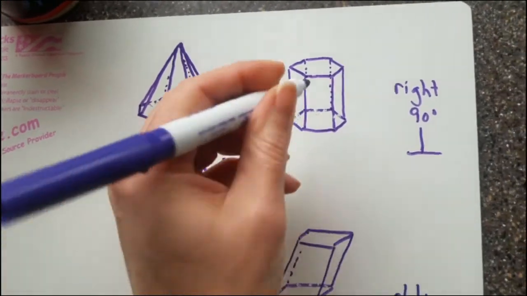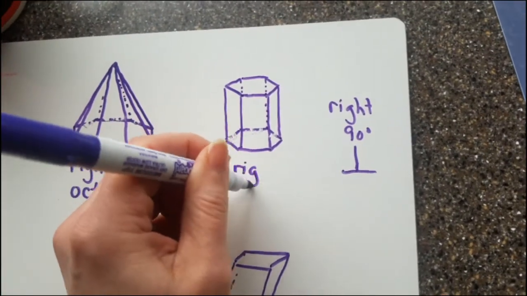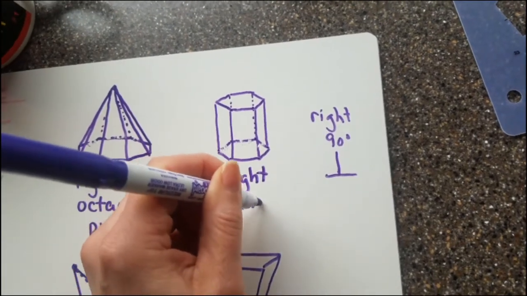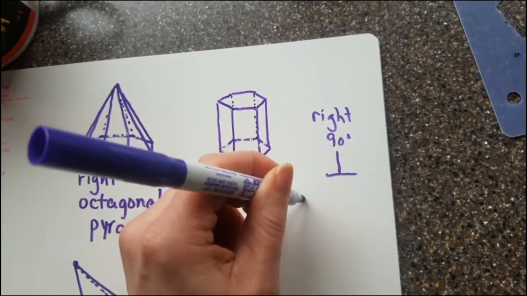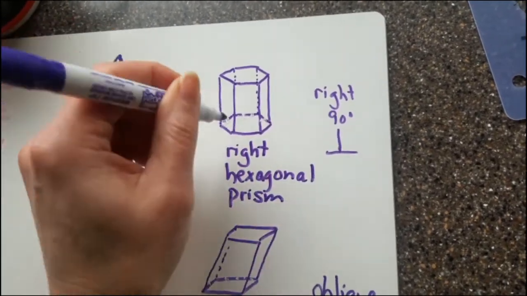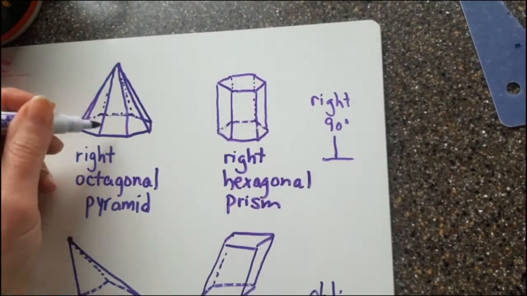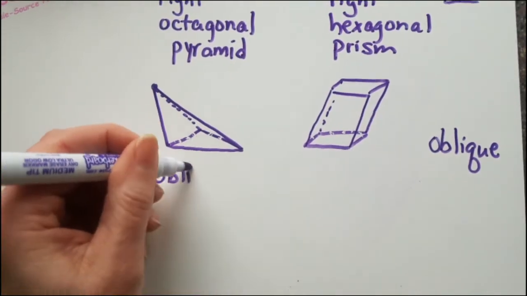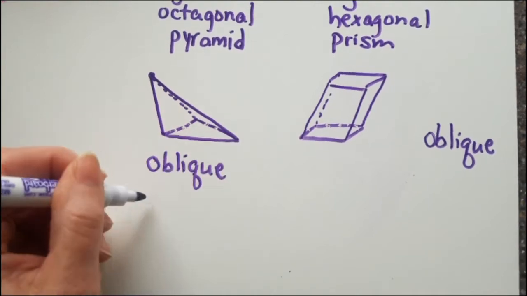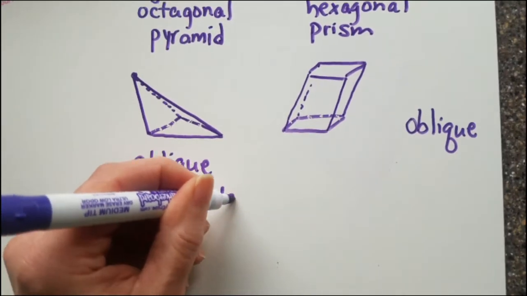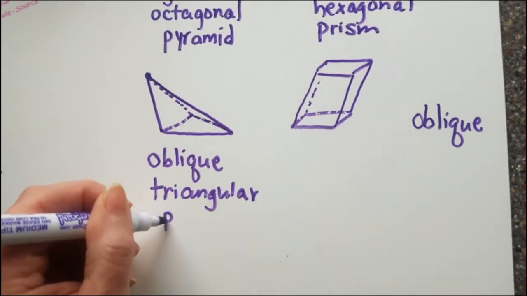All right. This one again is right, it's straight up and down. And this has a hexagonal base, so hexagonal. And this is a prism. Again, prism is shape over shape, pyramid is shape to dot. All right. Here we've got an oblique, triangular, that's its base, pyramid.